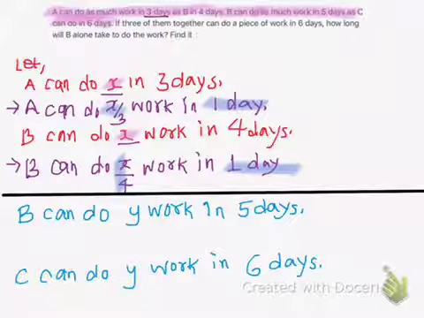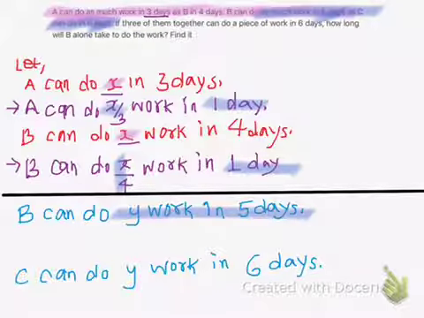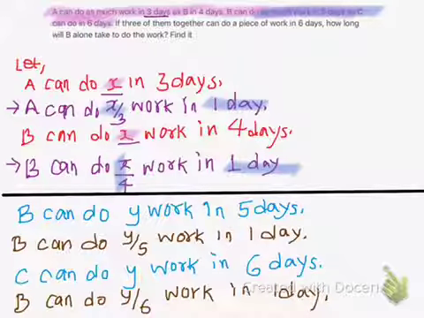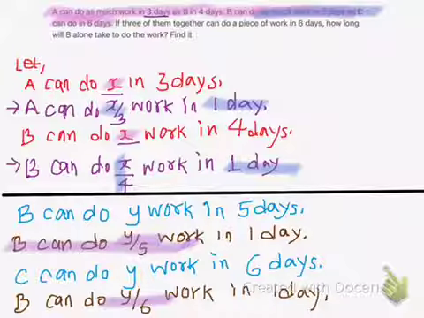Once again, for the second part of the question, B can do as much work in 5 days as C can do in 6 days. It means that B and C do the same work, but B can do it in 5 days and C can do it in 6 days. So I've written B can do Y work in 5 days and C can do the same Y work as B does in 6 days. Here I found the work done by B in 1 day, that is B can do Y by 5 work in 1 day and C can do Y by 6 work in 1 day. Here it is C.